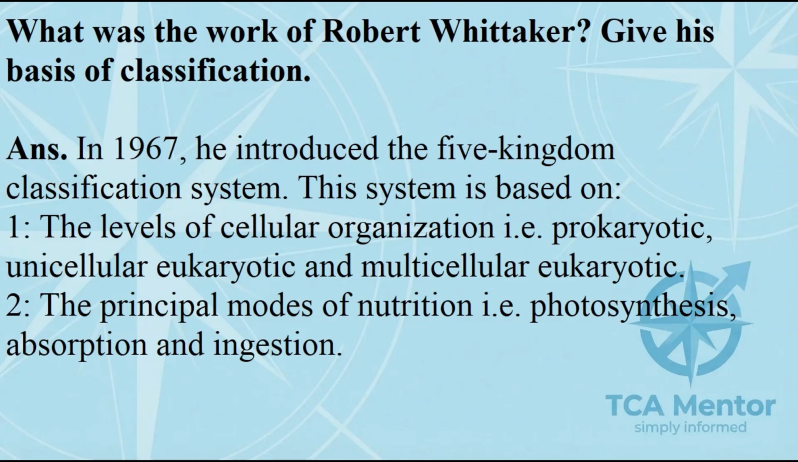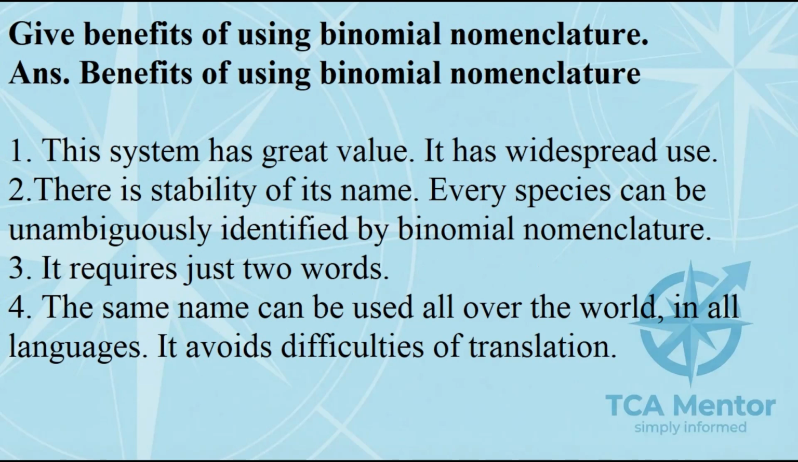What was the work of Robert Whittaker? Give his basis of classification. ANS. In 1967, he introduced the five-kingdom classification system. This system is based on: 1. The levels of cellular organization, i.e. prokaryotic, unicellular eukaryotic, and multicellular eukaryotic. 2. The principal modes of nutrition, i.e. photosynthesis, absorption, and ingestion.